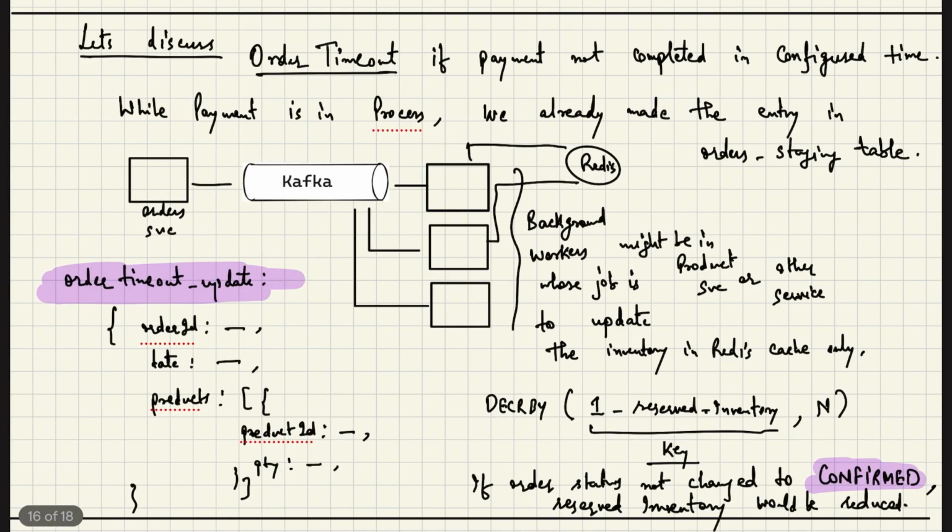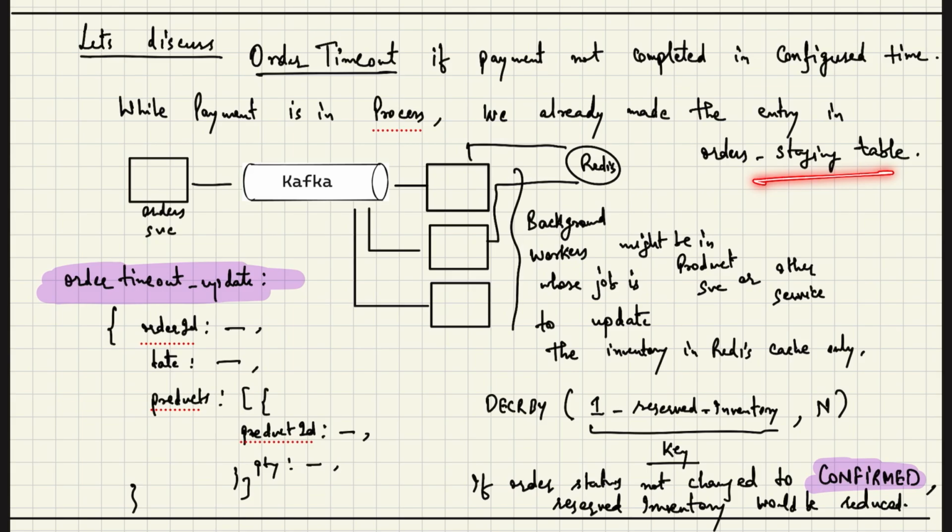Now let's discuss the order timeout. The last pending thing is the order timeout. What would happen if the payment is not completed in a configured time, right? When the payment is in process, we have already made an entry in the order staging table, which we already discussed, right? For example, this is the order timeout update message.